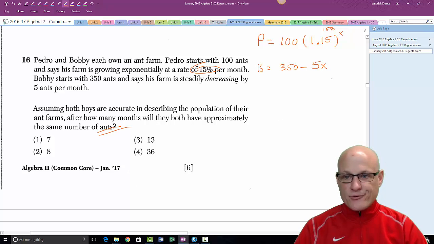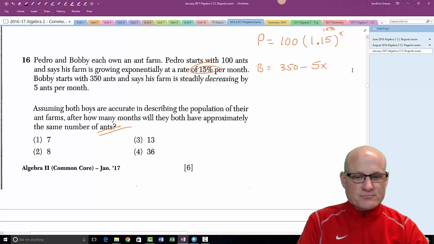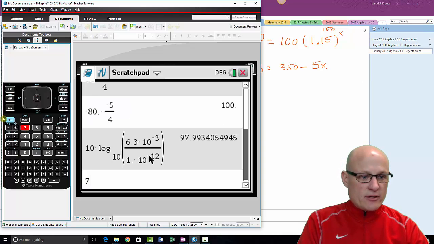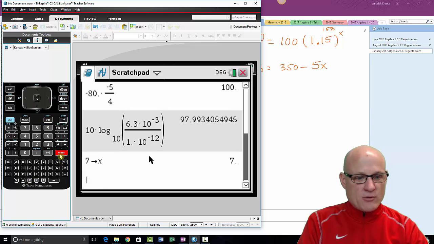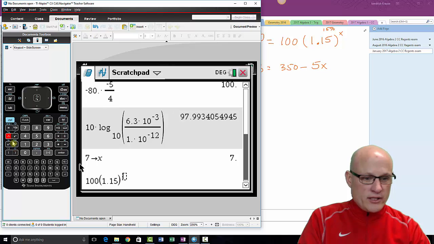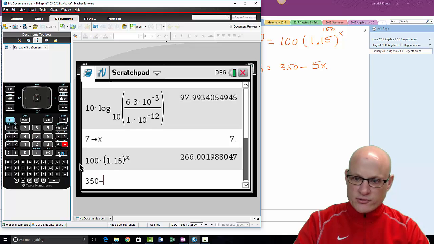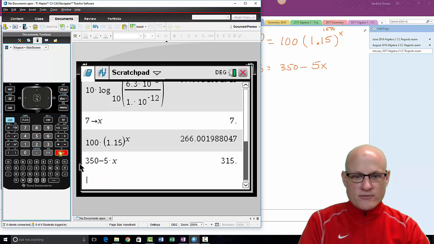All right, well, let's do it. All I got to do is plug things in and see which works. The hard part was coming up with those equations. I can do it two ways. I'm just going to test numbers. I'm going to try 7. So 7, store it in x. Now we'll do Pedro. Pedro is 100 times 1.15 raised to the x. And let's do 350 minus 5x. 315. Not too close. Let's try 8.